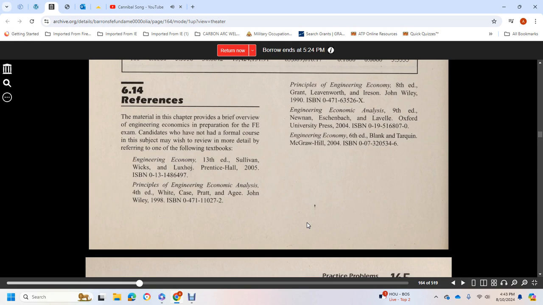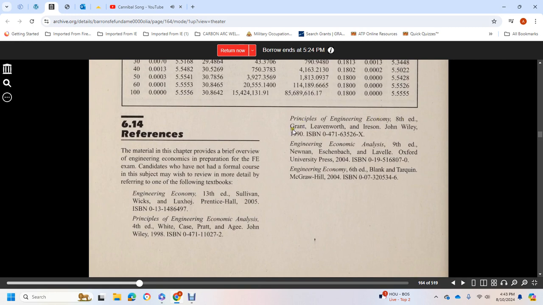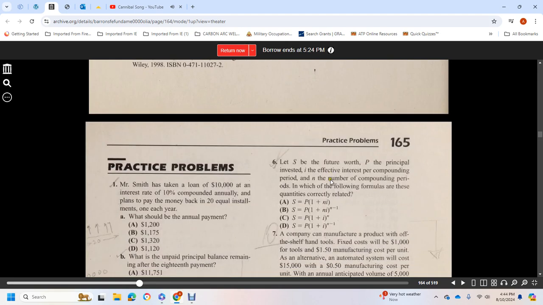6.14 References. The material of the chapter provides a brief overview of engineering economic analysis on the fundamentals examination. Candidates who have not had a formal course in the subject and wish a more detailed review may refer to one or more of the textbooks. Engineering Economy, 13th edition, Sullivan, Wicks, and Luxhoj, Prentice Hall, 2005. Principles of Engineering Economic Analysis, 4th edition, White, Case, Pratt, and Agee, John Wiley, 1998. Principles of Engineering Economy, 8th edition, Grant, Leavenworth, Ireson, John Wiley, 1990. Engineering Economic Analysis, 9th edition, Newnan, Eschenbach, and Lavelle, Oxford University Press, 2004. Engineering Economy, 6th edition, Blank and Tarquin, McGraw-Hill, 2004.